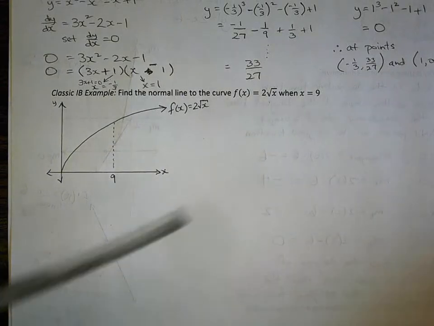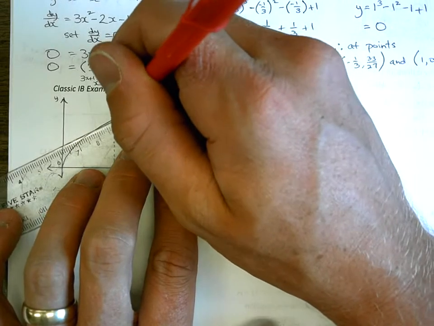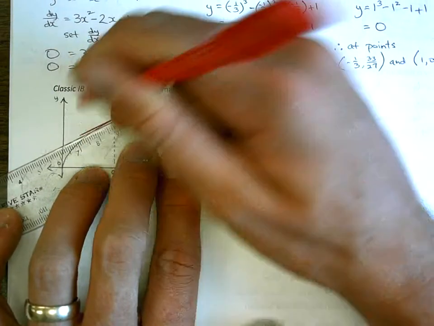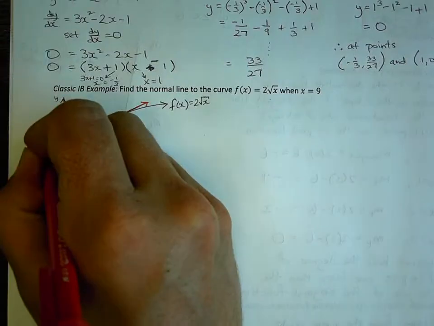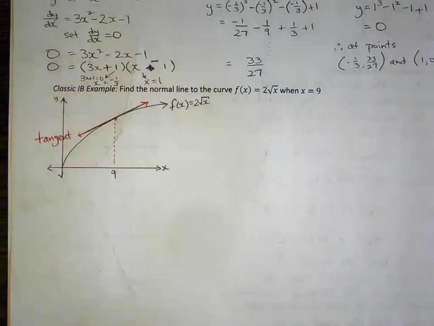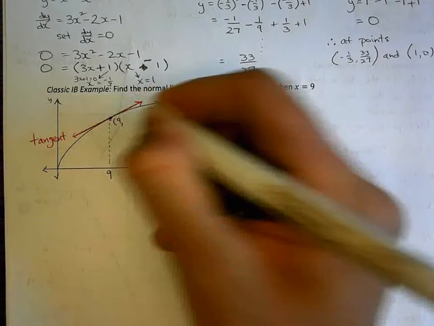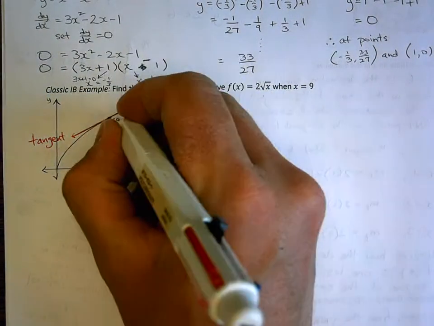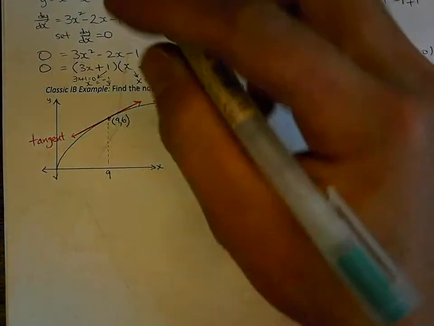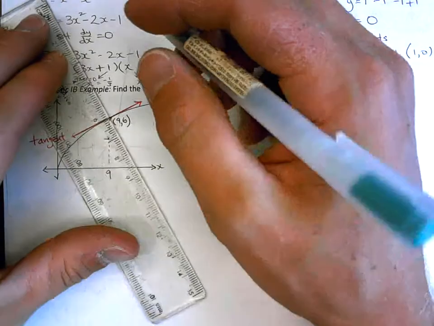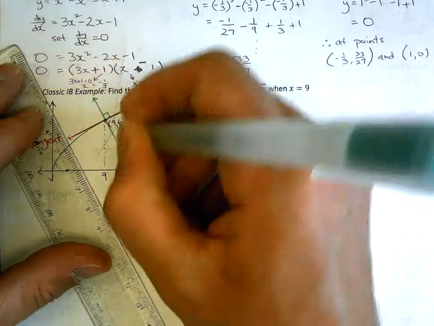Okay, let's talk about the normal line. The tangent line is the line that touches the curve and approximates the slope. So that is my tangent line. What is this point? It's 9, comma, if I sub in 9, it's 6. Okay, here we go. Now the normal line is the line that is perpendicular to the tangent, so it's at a 90-degree angle to the tangent.